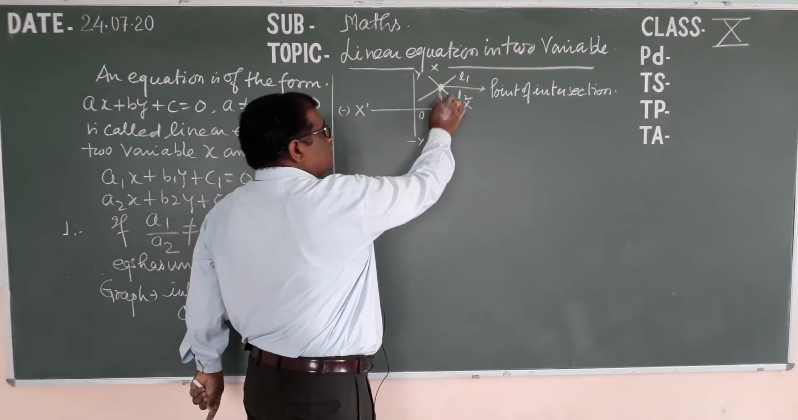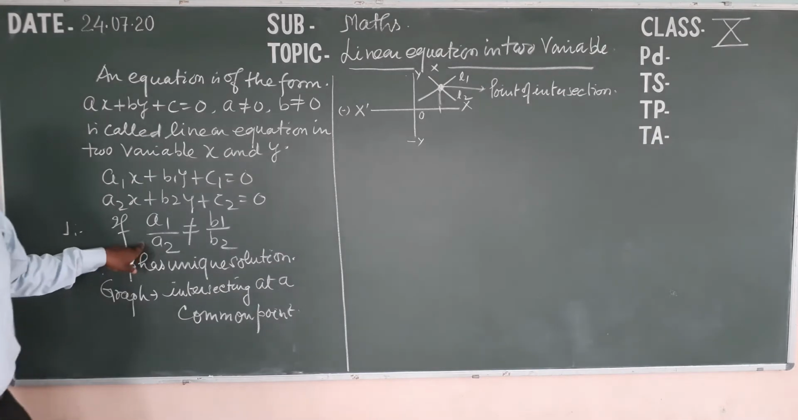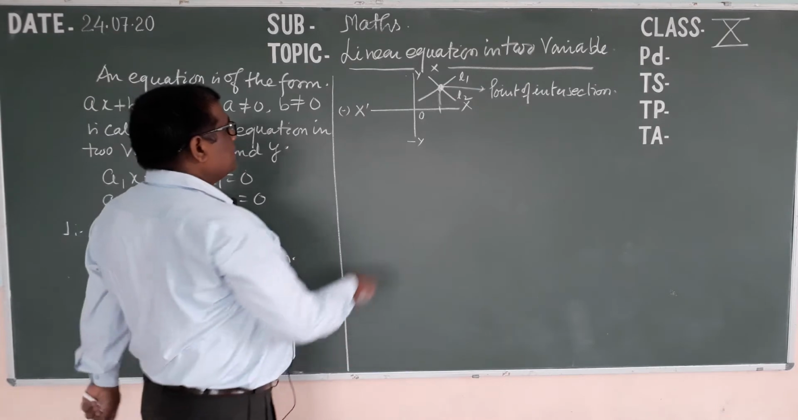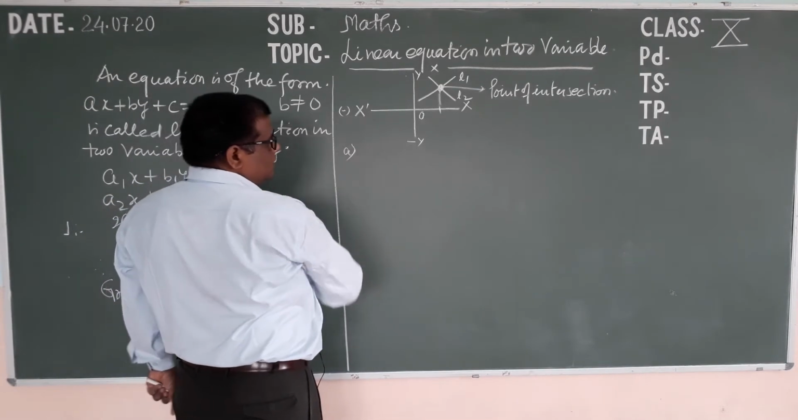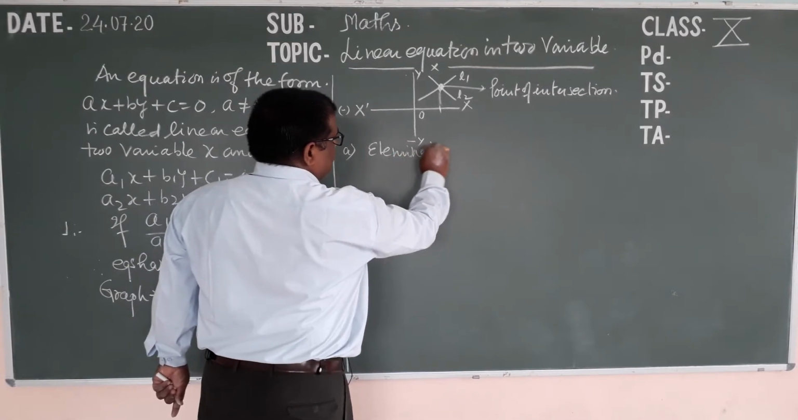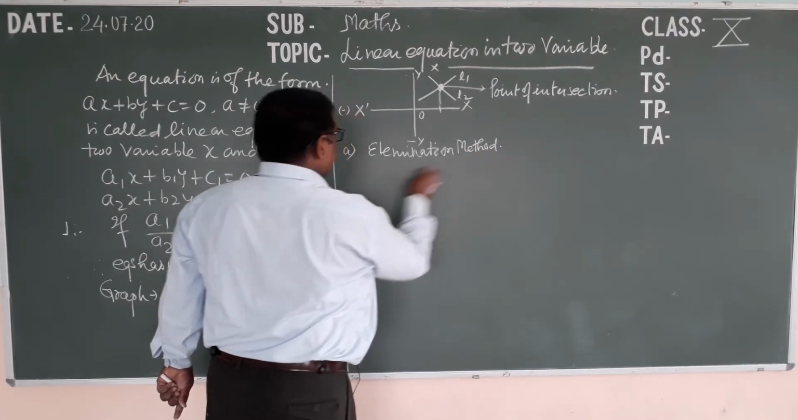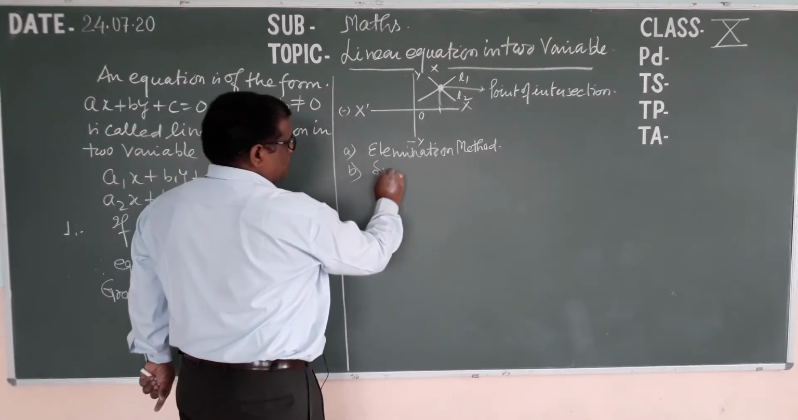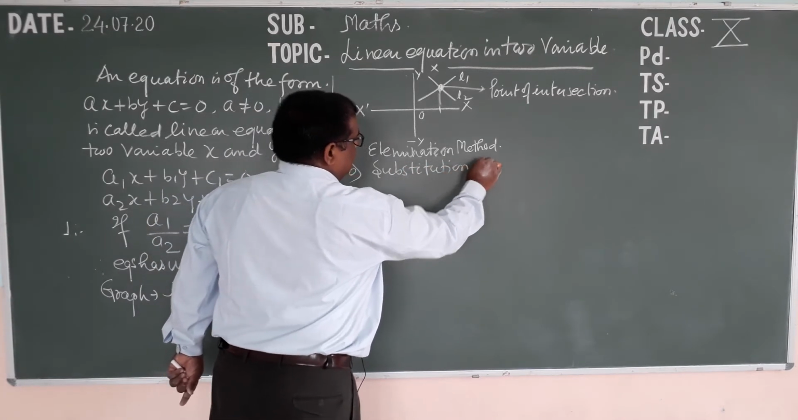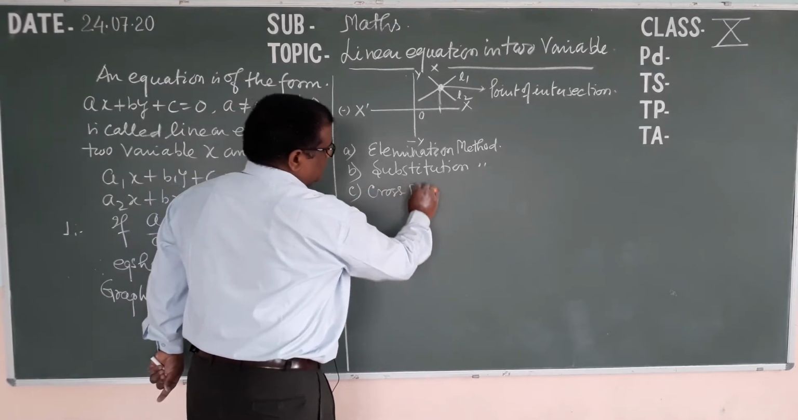Okay. Second, if the equation has a unique solution, then we can solve this type of equation by three methods: first, the elimination method; second, substitution; and third, cross multiplication.